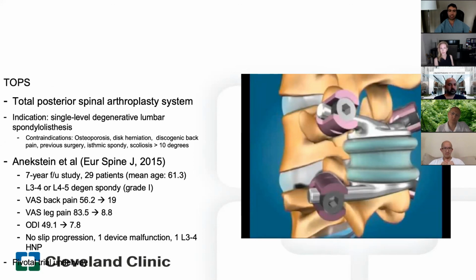It's indicated for single level, and now they're going to come out with 2 level pretty soon for degenerative lumbar spondylolisthesis. There are certain contraindications. There are patients who are significantly osteoporotic, have a large disc herniation, have discogenic back pain, as I mentioned before, prior surgeries, ischemic spondy, and so forth. They're not good candidates for this procedure.